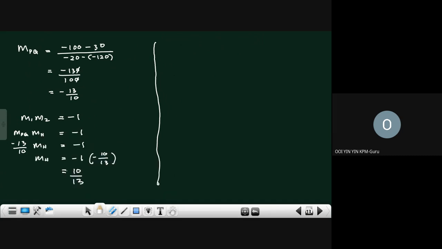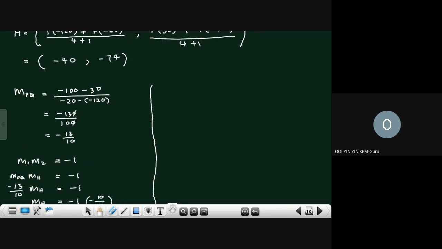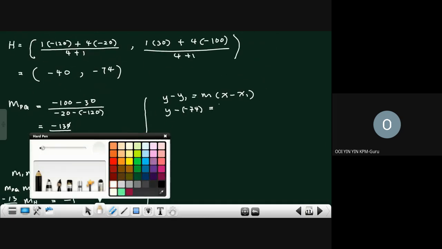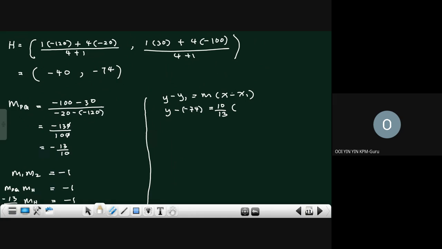Next is, okay. Since you already have your M, and then you have your point H just now. Do you remember the formula I taught you yesterday to find the equation, y minus y1 equals M times x minus x1? Yes, this formula. To find the equation, your y minus your y1, it will be the coordinate h that you found just now, the y, negative 74. And then equals to your m that you got just now, 10 over 13, right? So write in here 10 over 13. And then your x minus your negative 40 will give you y plus 74. And then here is 10 over 13x. And then here we give you plus 400 over 13.